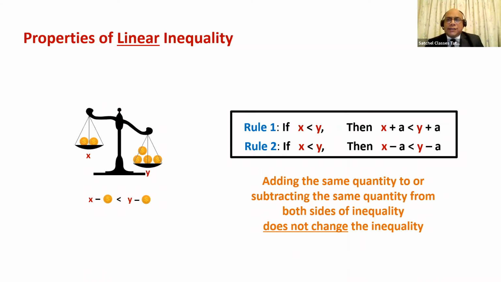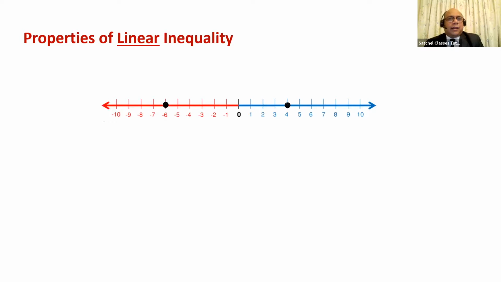So to generalize these two rules that we have learned, it simply means adding the same quantity or subtracting the same quantity from both sides of an inequality does not change the inequality. Whatever you add or subtract, as long as you're adding the same thing on both sides or subtracting the same thing from both sides, the inequality between the two quantities doesn't change. Let's look at the next property now.